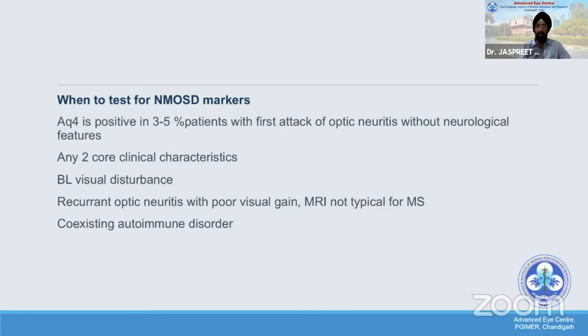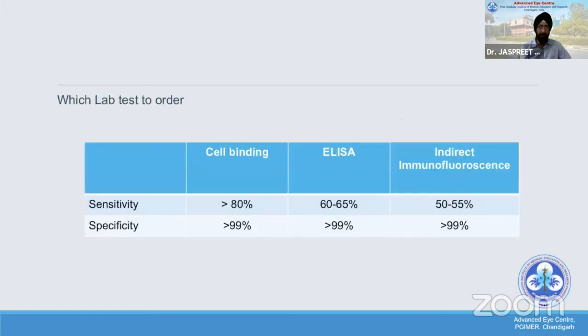Recurrent optic neuritis with poor visual gain, where the MRI is not typical for MS, is also a clue that you're dealing with NMOSD. Coexisting autoimmune disorders, yes. If you have maybe an SLE type of issue or other things, you should test for this immune-mediated NMOSD.